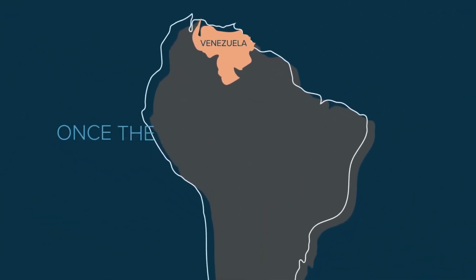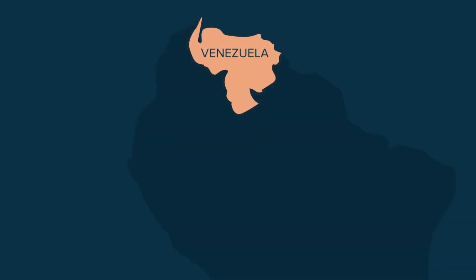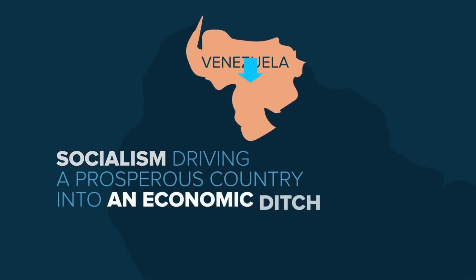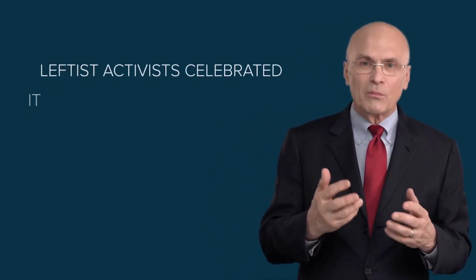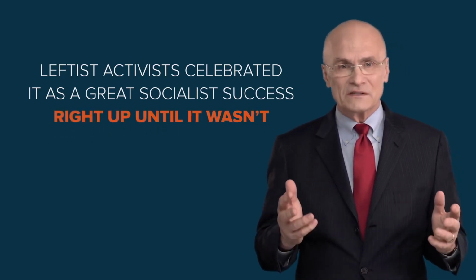Venezuela, once the richest country in South America, is the most recent example of socialism driving a prosperous country into an economic ditch. Now, maybe you think it's an unfair example. I'm not sure why, but okay. We'll ignore the fact that leftist activists celebrated it as a great socialist success right up until it wasn't.